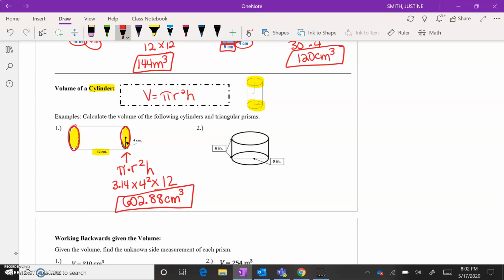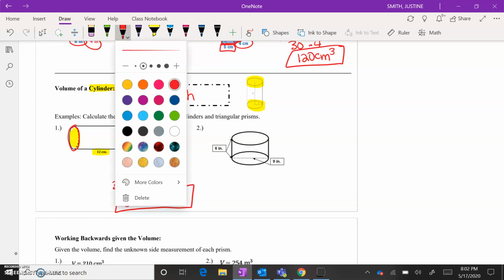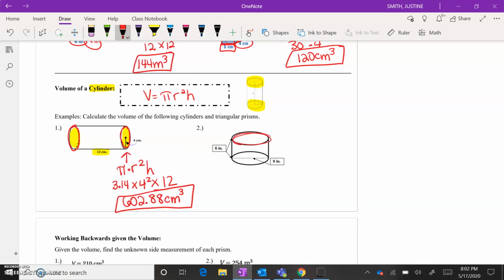Okay, so same thing with number 2. So it's a cylinder, so we know our bases are the two circles here. Okay, so in our formula, it's again pi times the radius squared, so that's talking about the base of the cylinder, times the height, which is the distance between the two circles.